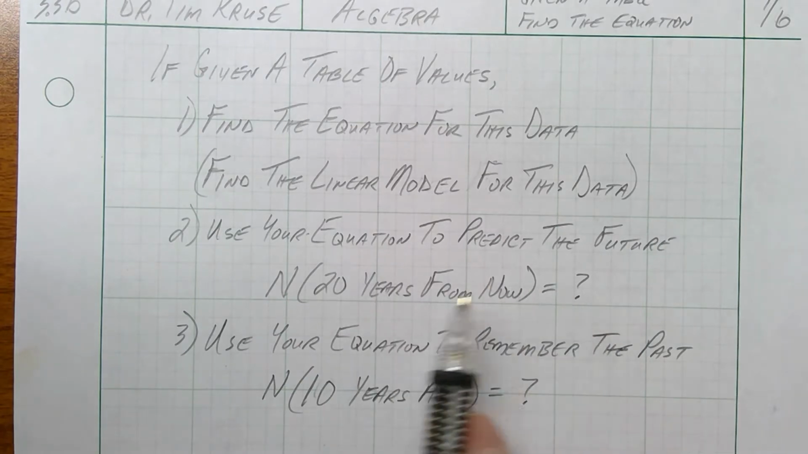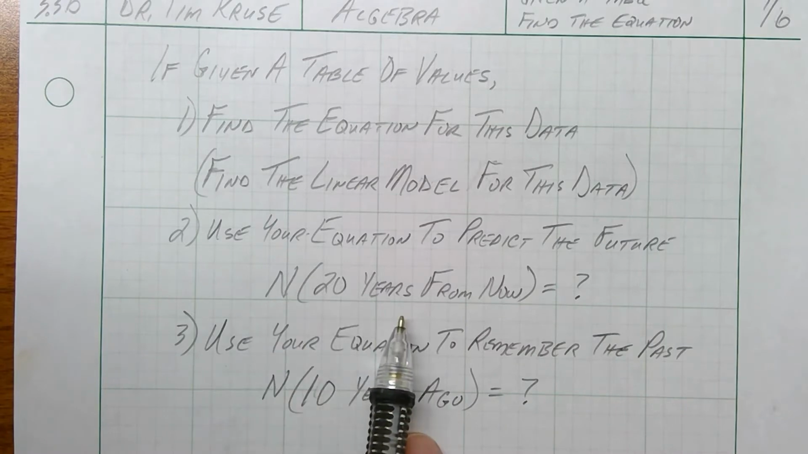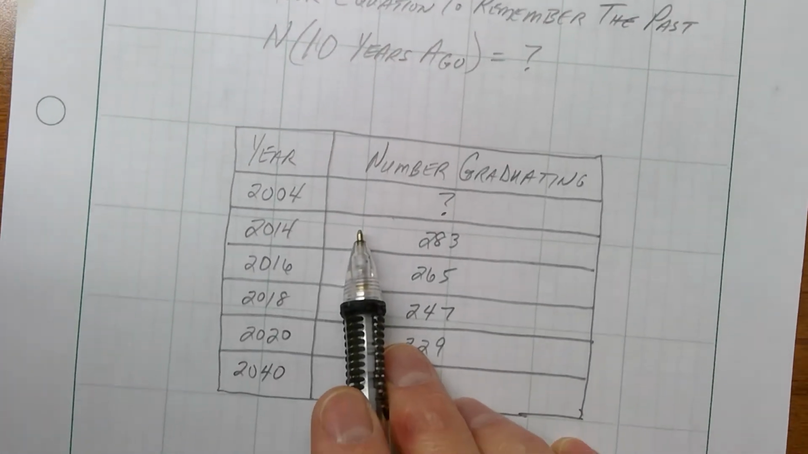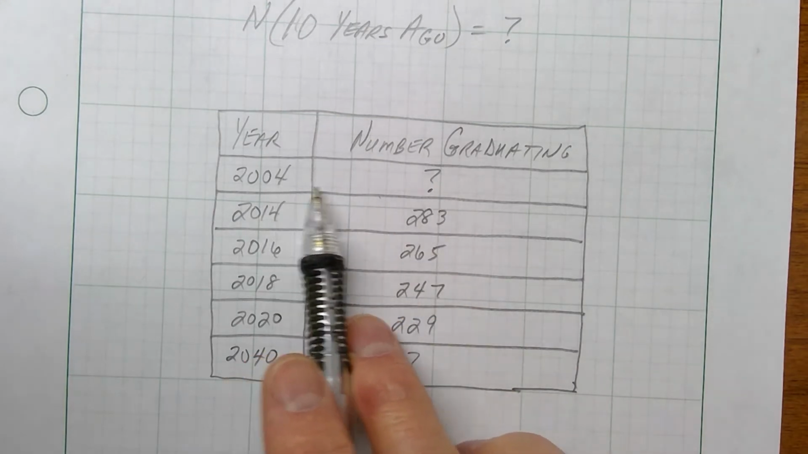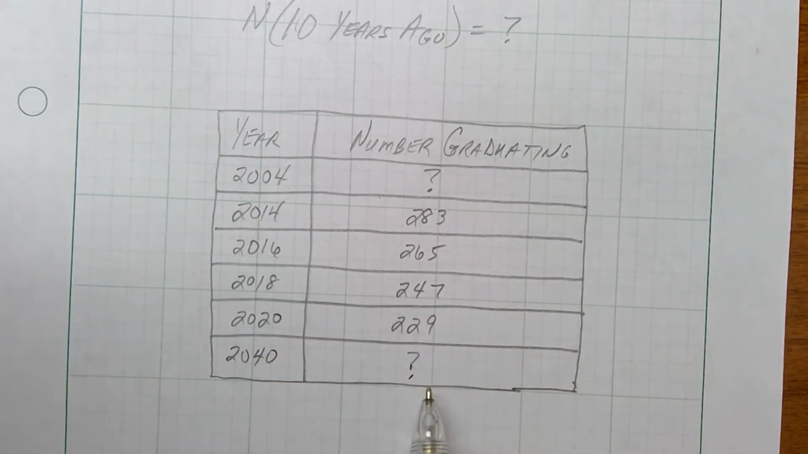We can predict the future, like how many, N stands for number, how many do I have 20 years from now? Or maybe we want to remember the past. How many did I have 10 years ago? So just using a table like this, ignore the rows with the question marks for now. That's remembering the past and predicting the future.